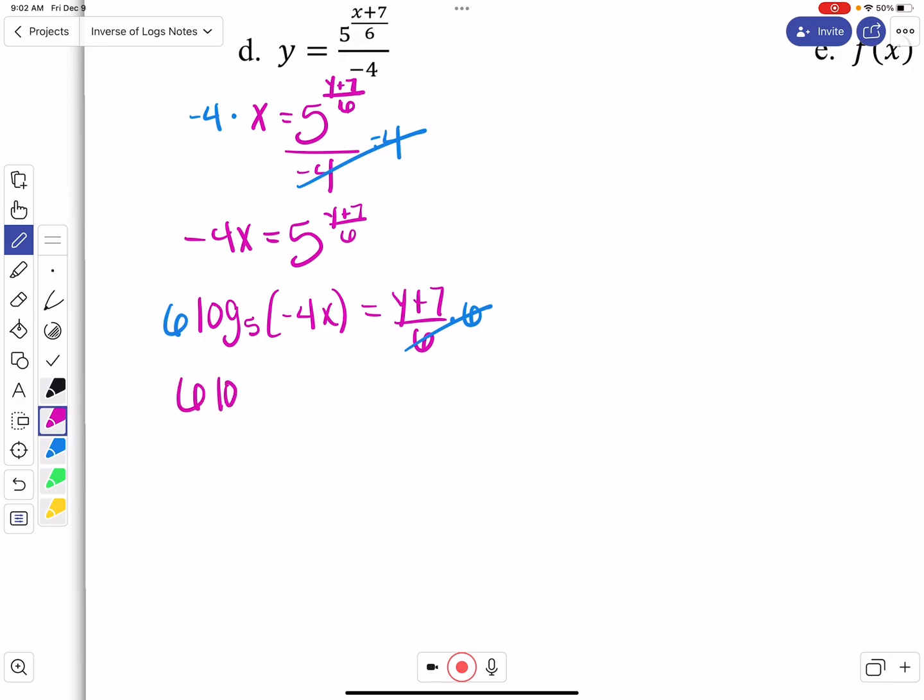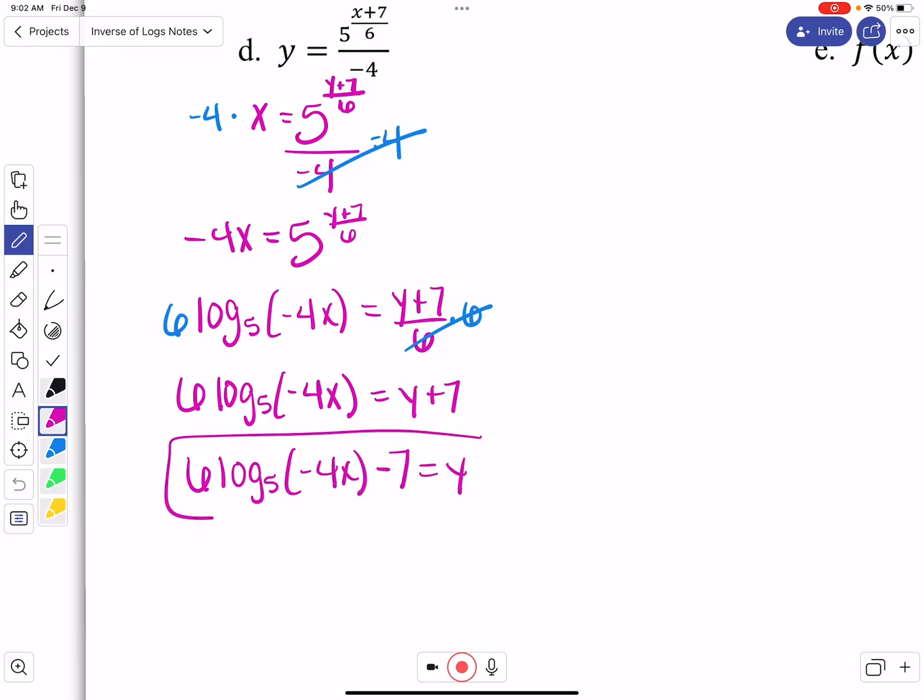So I have 6 times the log base 5, -4x equals y plus 7. And then I need to just subtract 7 now. So I have 6 log base 5, -4x, and then minus 7 equals y. All right, so we're going to keep moving on.